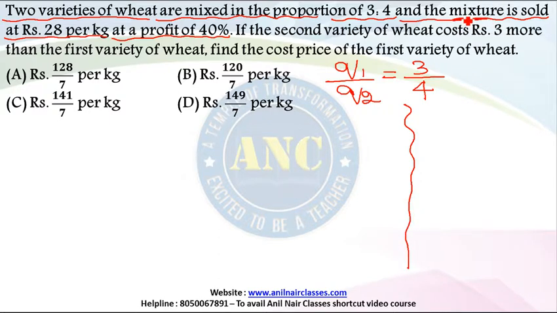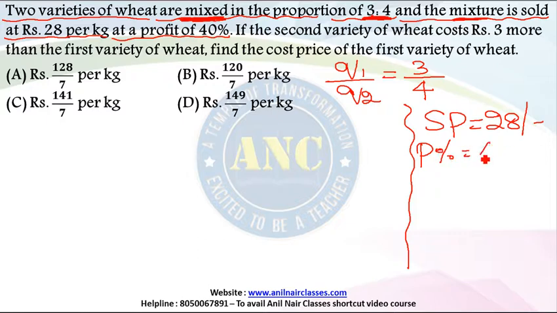There are two varieties of wheat. First variety of wheat, second variety of wheat. They both are mixed to get another third variety of wheat, and they are mixed in this proportion of 3:4. Now, whatever the resultant mixture is, it is sold at 28 rupees per kg. Selling price is given as 28 rupees at a profit of 40%.